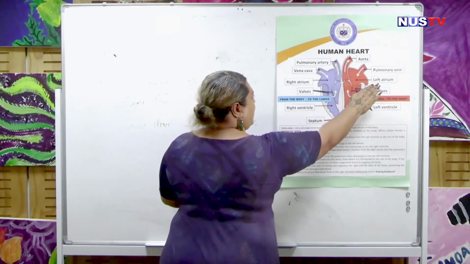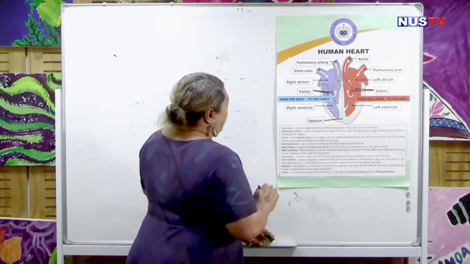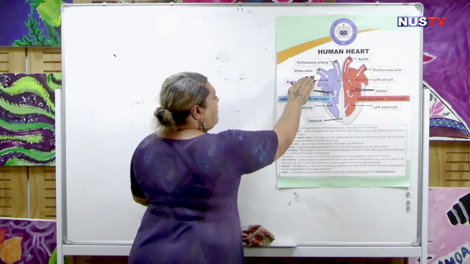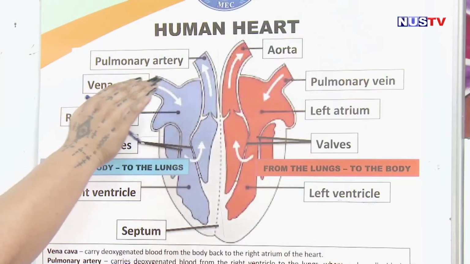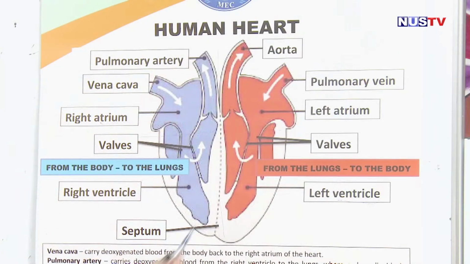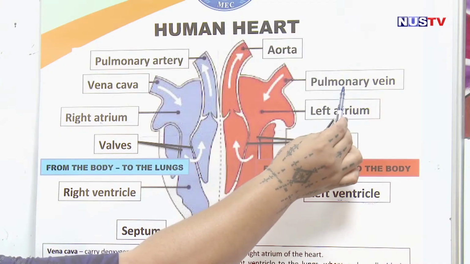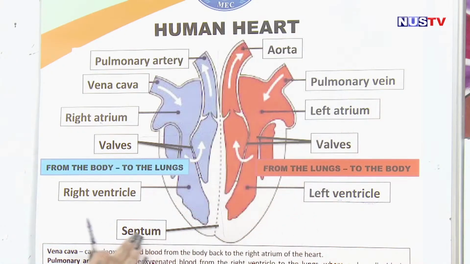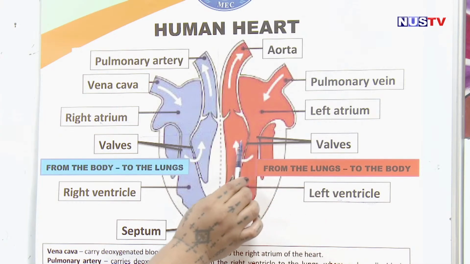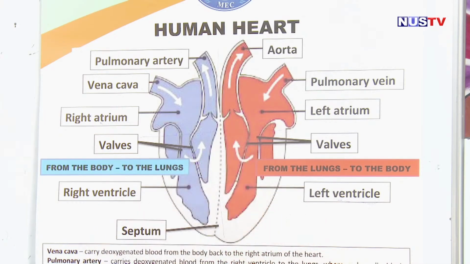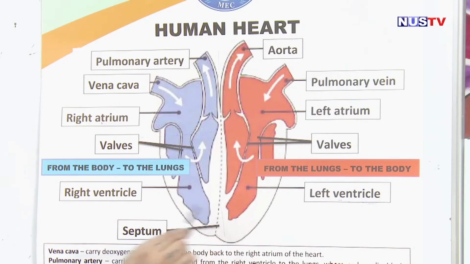Right here, left here. So on the diagram: vena cava, pulmonary artery, aorta, pulmonary vein. The valves are the space between here and also the septum. The bottom part is the muscle-like part.